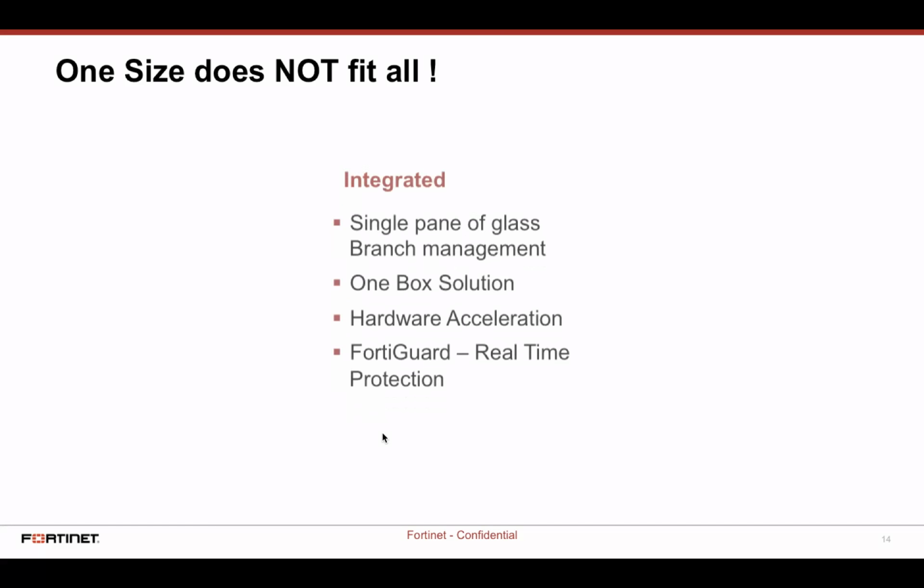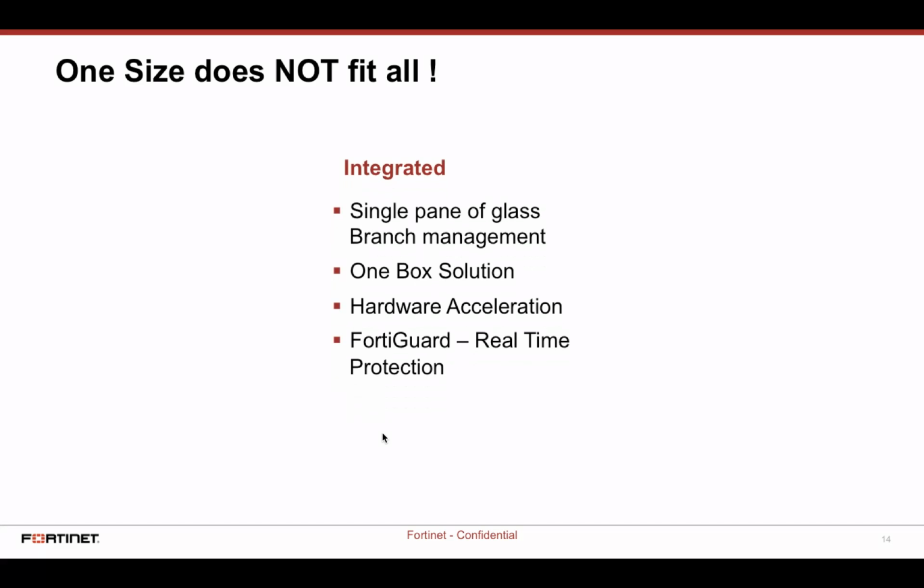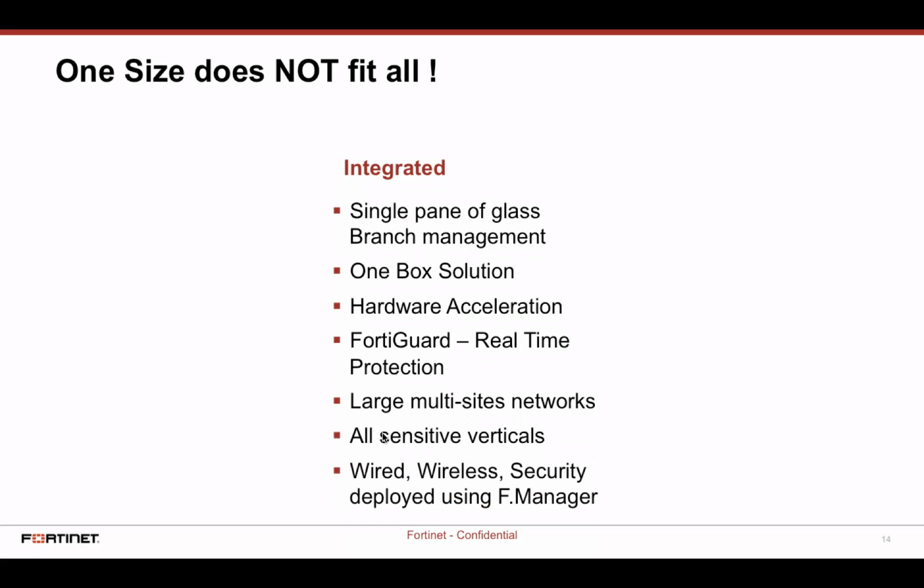So let's look at the different use cases. When we refer to the integrated option, that allows you to do single-pane management and a one-box solution where you can use your existing customer firewall to act as a wireless LAN controller. And you can take advantage of hardware acceleration on the ASIC chipset of Fortinet devices, along with the award-winning FortiGuard service protection on the wireless platform. Plus, large multi-site network deployments for multiple locations. You can offer this solution for all the sensitive verticals or all the sensitive customers. Apart from that, you can have a single pane of deployment through FortiManager in case of distributed or multi-site deployments.